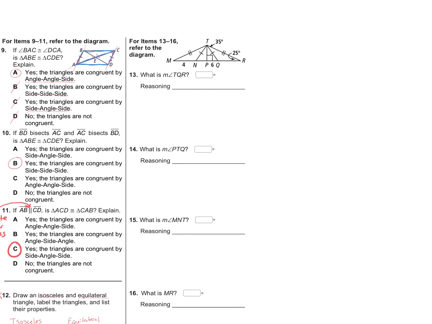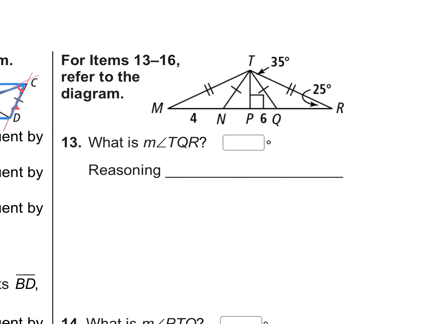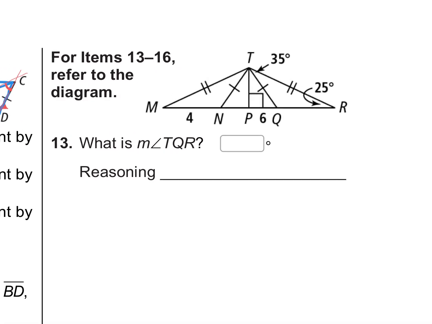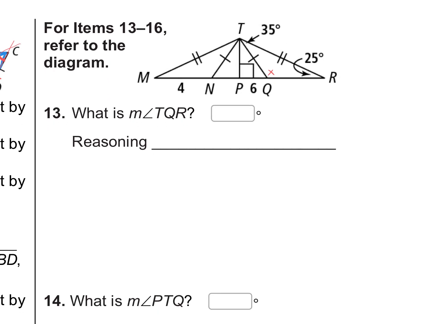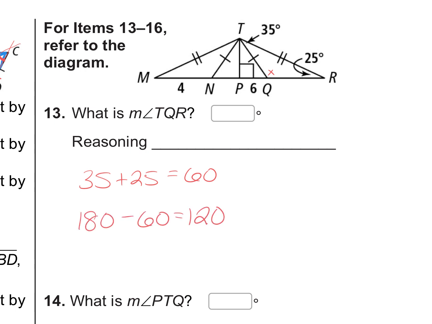Last section here, looking at number 13, 14, 15, and 16. All based off of this picture up here. Okay. Again, what does this mean right here? Measure of the angle. Okay. TQR. I'm looking for this angle right here. What do we got to do? Add 35 to 25 and then just minus 1. Right. We know 2. We can find the third. So 35 plus 25 is 60. What do I do next? 180 minus 60 is 120. Once you figure something out, what should you do? Put it in the picture.